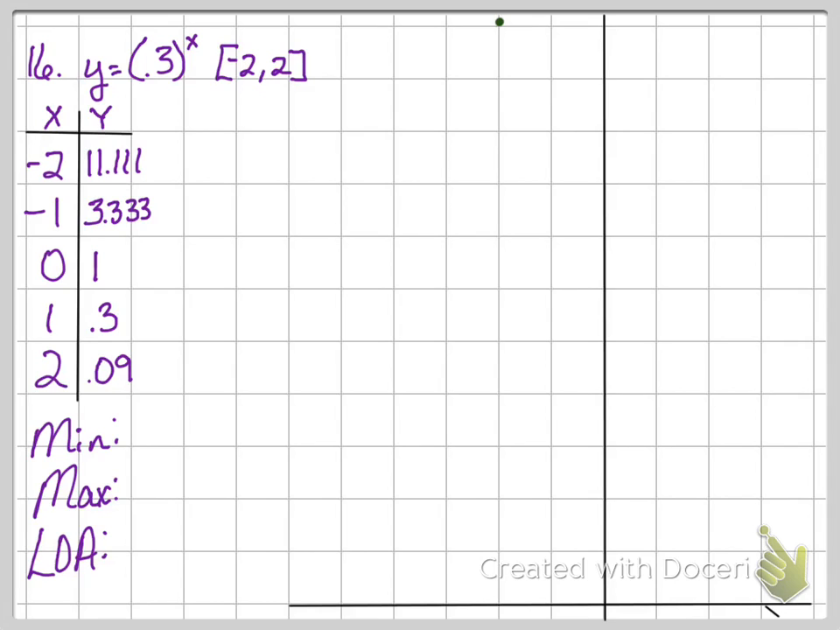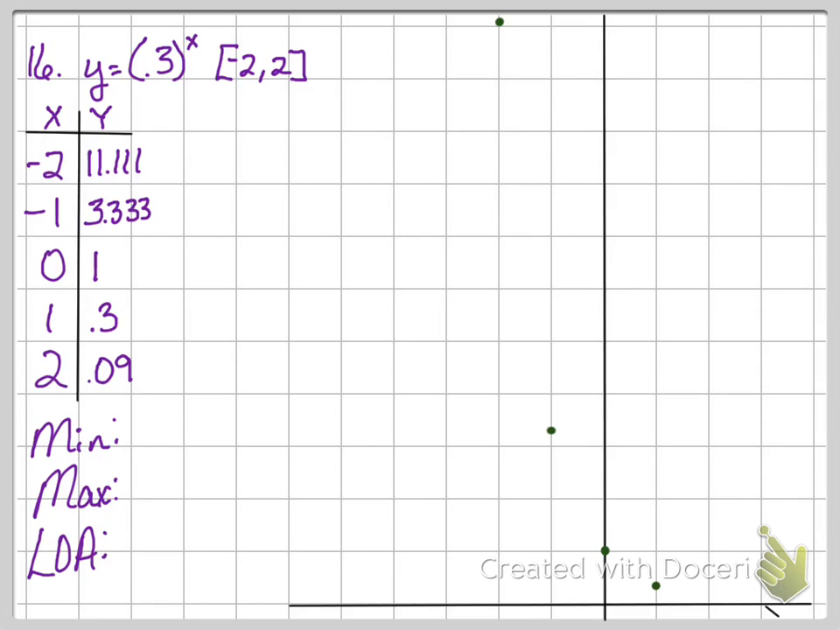Okay, at -1, we have 3 1/3. So -1, 1, 2, 3, and about 1/3. So about right there. Yeah, that works. Okay, and then at 0, we know we have 1. Let's get that a little bit more on point. There we go. And then at 1, we have 0.3, so about 1/3.